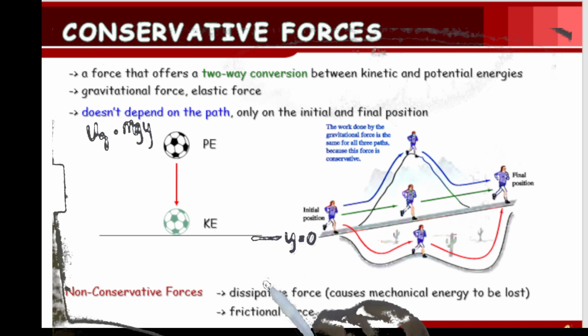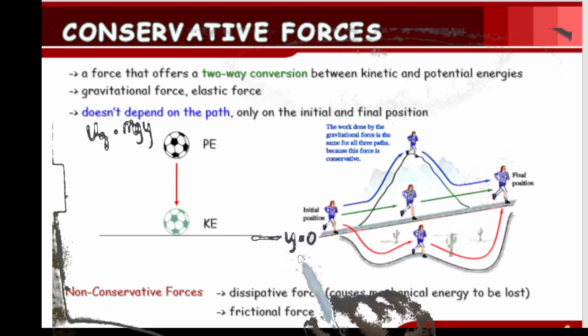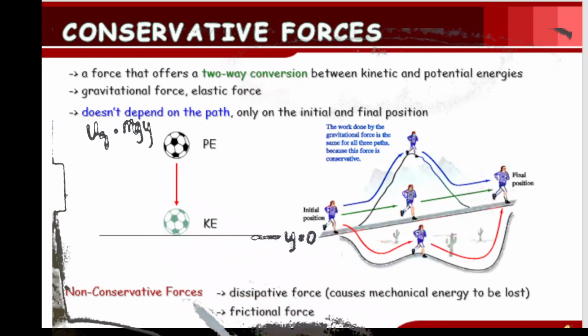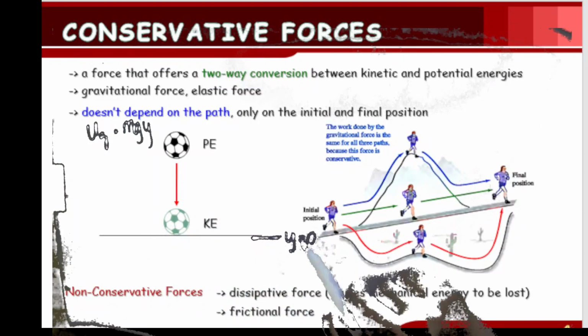Zero. Okay, so gravitational potential energy at this point will be 0. Again, because mgy equals 0. Can you clearly see what I wrote?